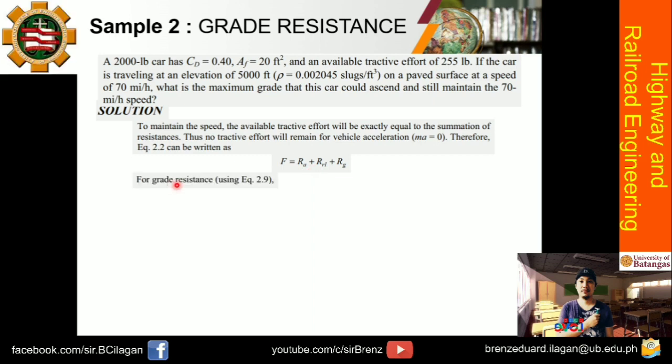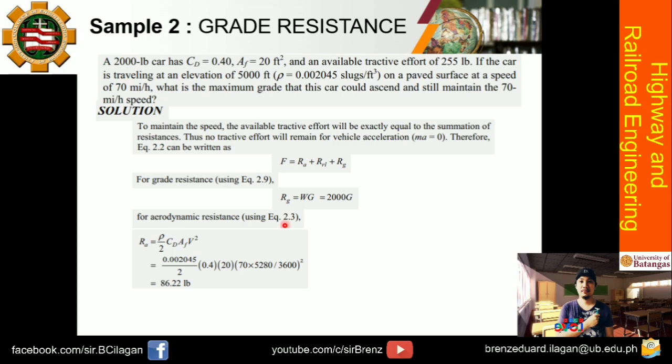So for grade resistance, using equation 2.9, so again, your R sub G is equal to W multiplied by G, or that is equal to 2,000 times G. And for aerodynamic resistance, we are going to use equation 2.3, given as R sub A equals rho over 2 times C sub D, A sub F, V squared. So again guys, it's just substitution.